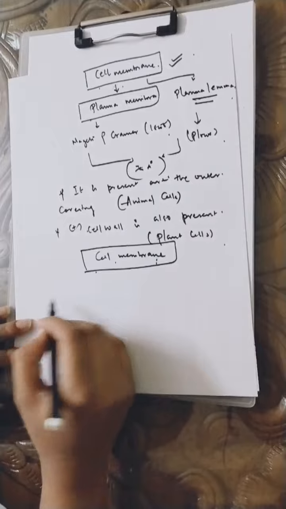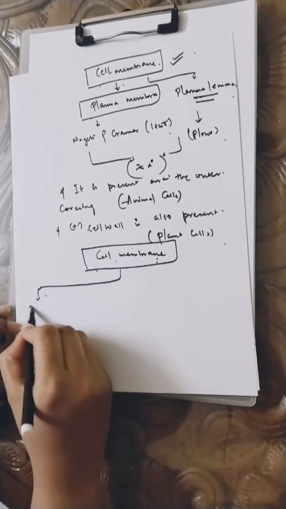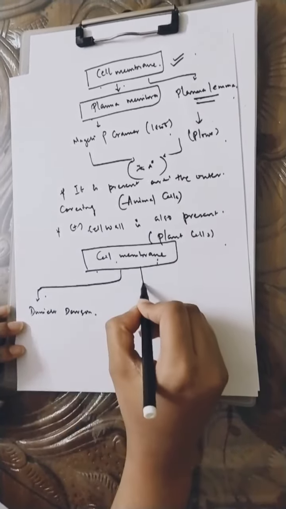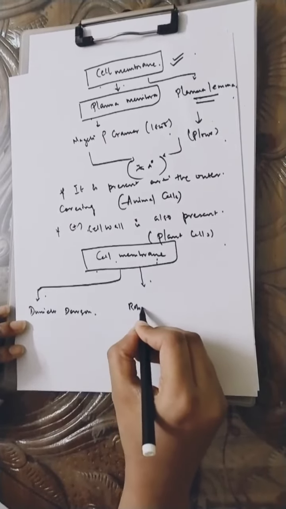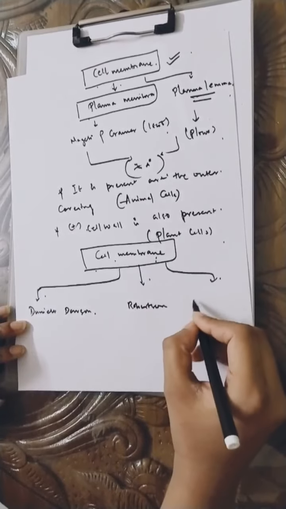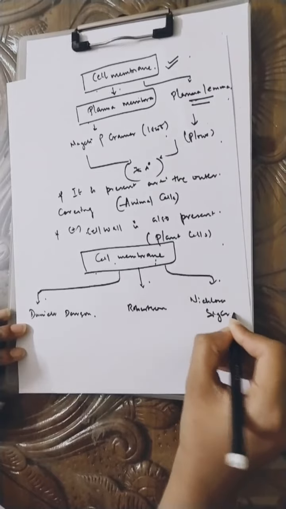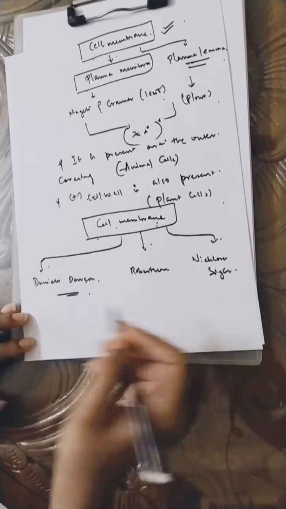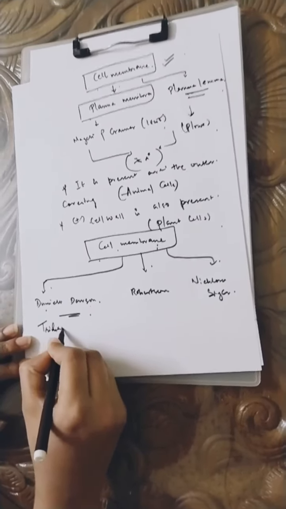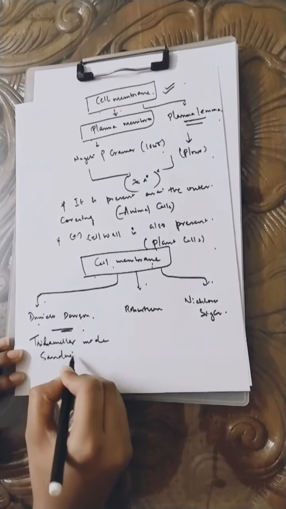It was proposed by several scientists. The first concept was given by Danielli and Davson, the second one by Robertson, and the third one by Singer and Nicolson. So which model have they proposed? Danielli and Davson gave the model known as the trilamellar model or sandwich model.